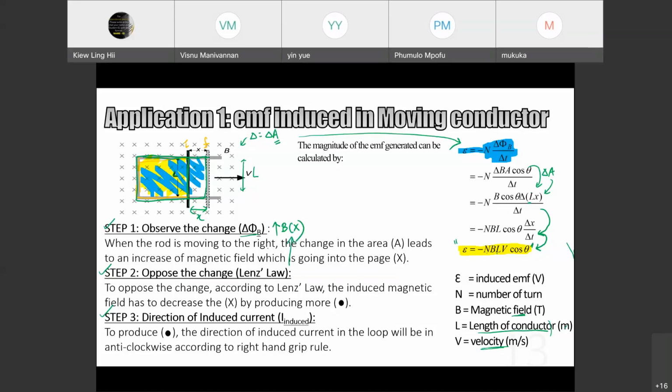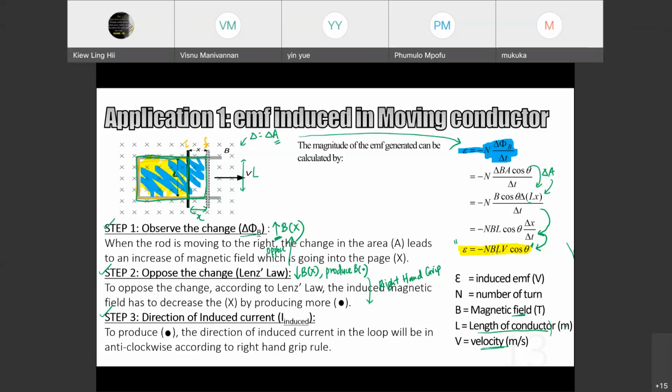To oppose the change, if the change is an increase, then to oppose it, there has to be a decrease. Decrease what? Decrease the cross product. So in order to decrease the cross product, you have to produce dot product. So using your right hand grip rule, to determine the direction of the induced EMF to produce dot product, your thumb is now pointing out from the screen.